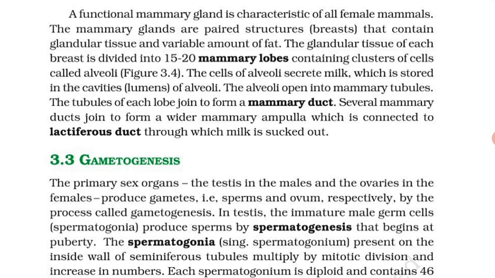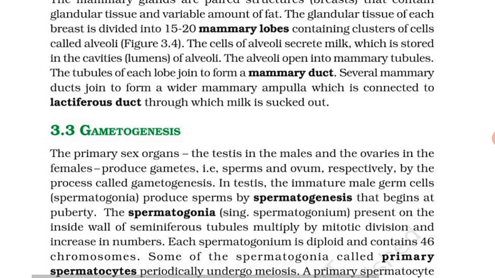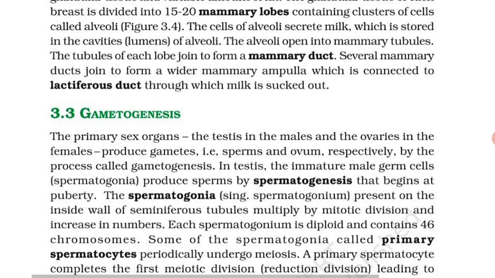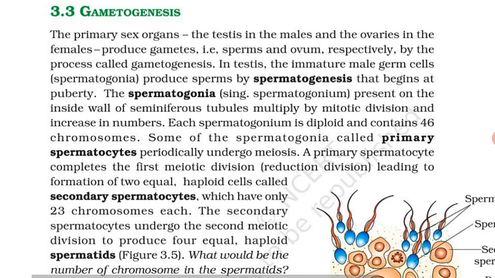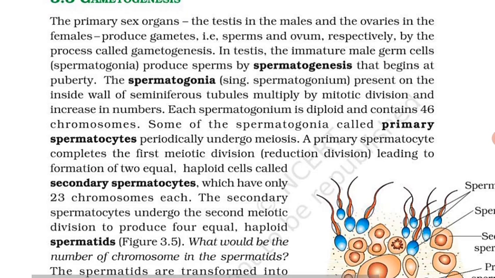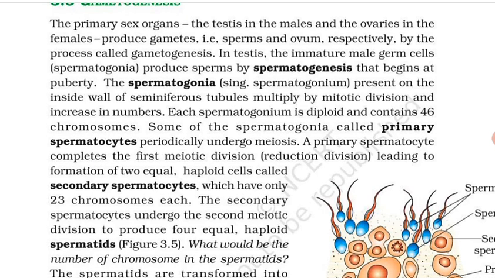The primary sex organs, the testis in males and the ovaries in females, produce gametes, that is sperms and ova respectively, by the process called gametogenesis. In testes, the immature male germ cells, spermatogonia, produce sperms by spermatogenesis that begins at puberty.